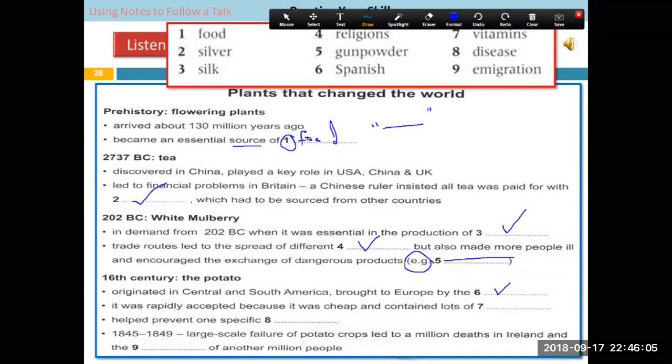Then contain lots of vitamins. Yeah, that is fine. And help prevent. Now, if you see, she mentioned a disease, the name of a disease. Yes, scurvy. And I have written scurvy. I know. You must have. Can you make it like help prevent one specific disease, whatever the name is? Can I say help prevent one specific scurvy?